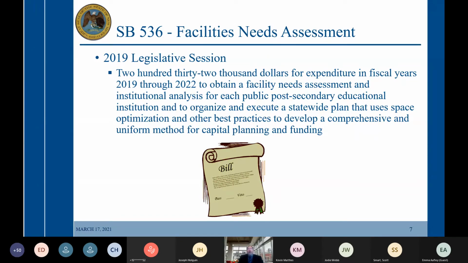And really, what that language stated was, it was for us to organize and execute a statewide plan that uses state optimization and other best practices to develop a comprehensive and uniform method for capital funding and planning. So when the NMHED received this funding, we had to make a decision on how we were going to best utilize it. You know, we received a few recommendations, as you can imagine, on how to use the money.